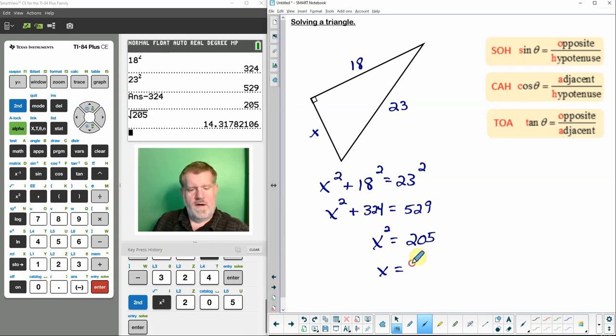I get about, I'm going to go to 2 decimal places again, 14.32. So that's an estimated answer because obviously the answer is a little bit longer than that, although it's a good answer. So I like to avoid using my estimated answers when I figure out the other things. Again, that's just a personal thing.